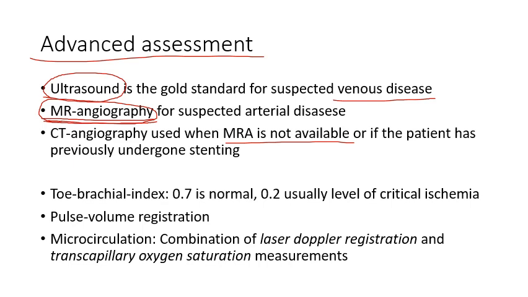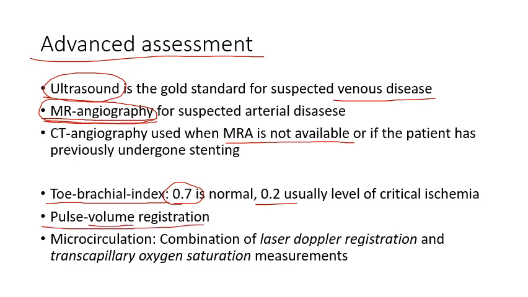A lot of hospitals, but not all of them, have the ability to do a toe brachial index, similar to an ankle brachial index, but the toe brachial index has a normal level of 0.7. Usually 0.5 will give you an indication of reduced arterial circulation, and a 0.2 is usually the level of critical ischemia. You can also do a pulse volume registration.